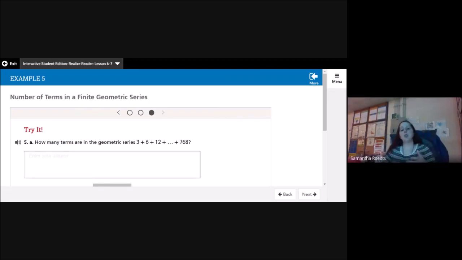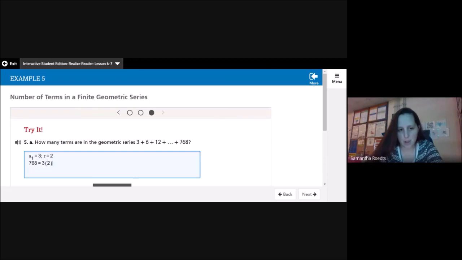All right, so let's try. How many terms are in the geometric series 3 plus 6 plus 12 plus up to 768? So I want to know how many terms there are in the series. Since we know a sub 1 equals 3, I find my r: 6 divided by 3 is 2, 12 divided by 6 is 2, so r equals 2. So that means my last term in the series is 768 equals my first term, 3, times my r, 2, raised to the n minus 1 power.